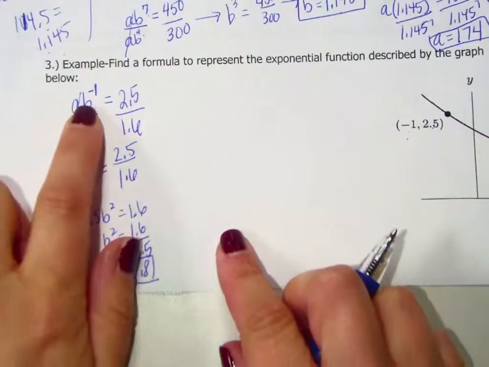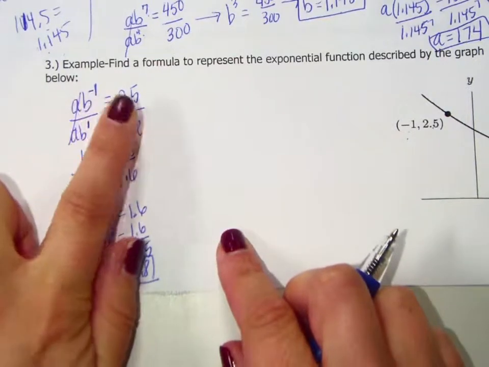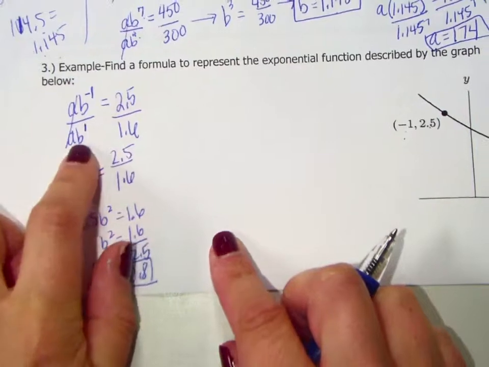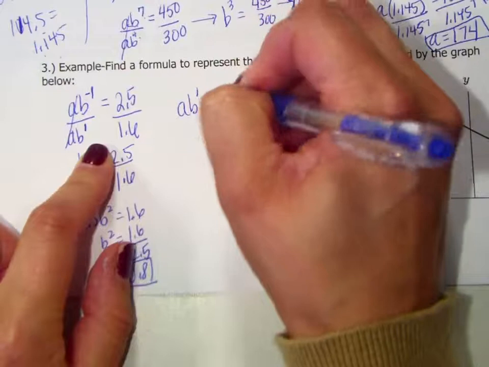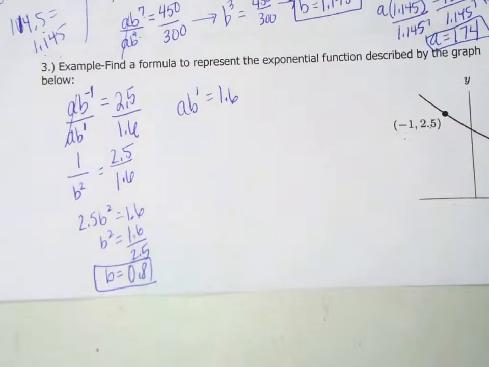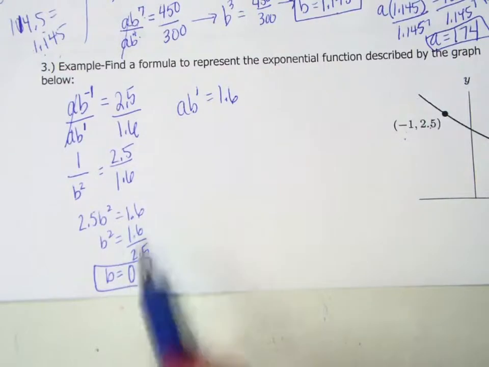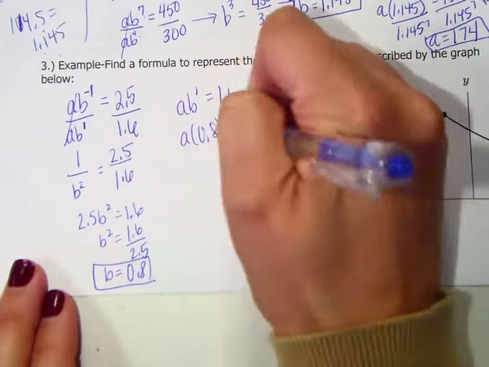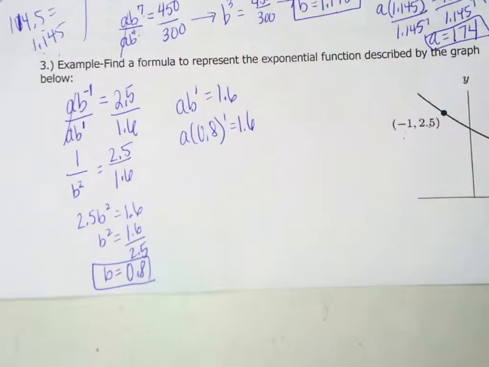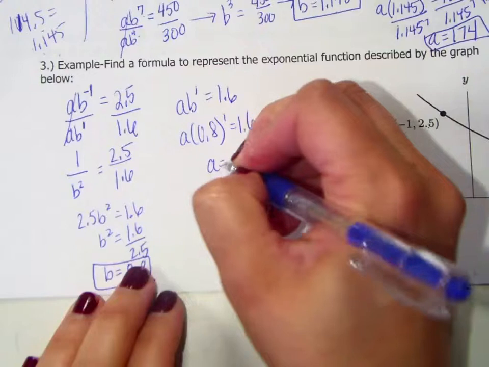I would suggest that you not choose b to the negative first equals 2.5 just because that's a little bit messier using that negative exponent. So I would start with that I know that ab to the first equals 1.6. That power of 1 is just a little bit nicer to work with than a power of negative 1. And we just found that our value of b is 0.8, so plug that in. This one's actually a lot easier than the first one we did. And then just divide both sides by your 0.8 to get your value of a.